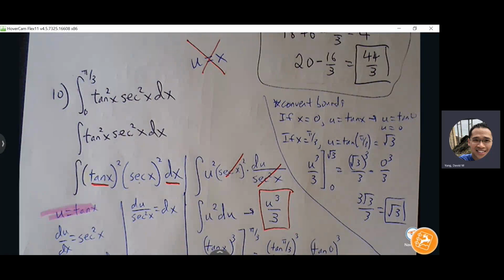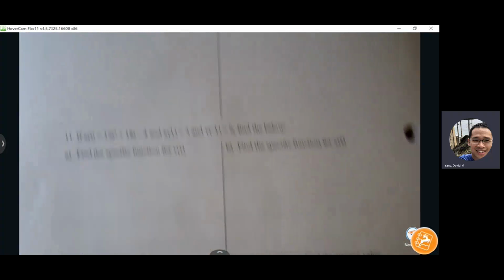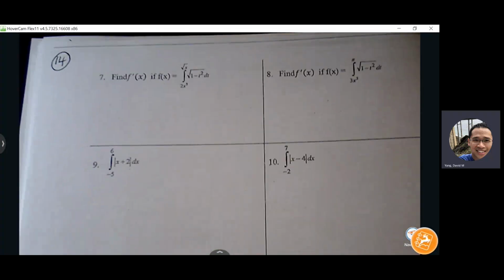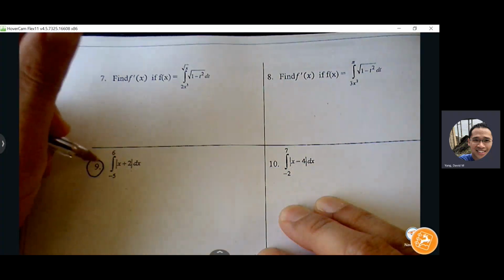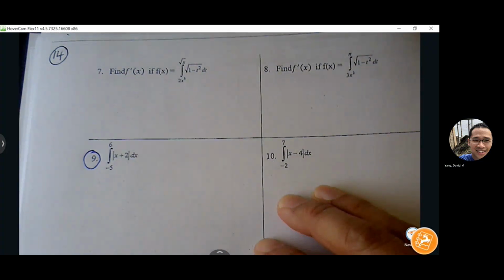Okay, a few minutes here. Let's see if we can do 1 or 2 problems. Page 13. Actually, I do need to show you one type of problem on page 14, and that is the absolute value problem.